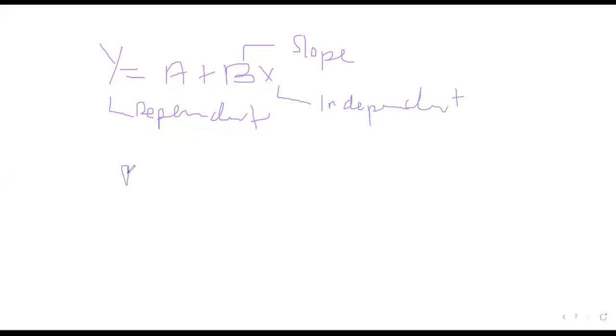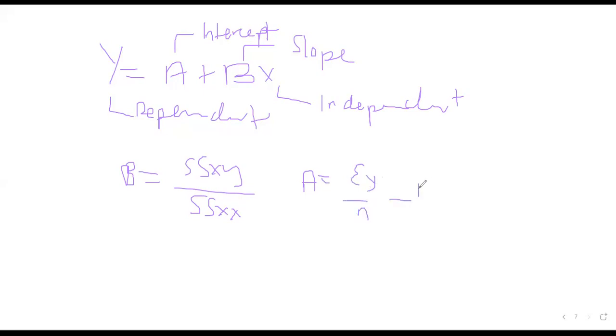To find the value of B, which is the slope, we simply find the variation in XY over the variation in XX. In the formula for the slope, A is the intercept. An intercept is simply the cutting point. This is given by summation of Y over N minus B times summation of X over N. This is a prediction equation, which is used to predict what Y can be once we input X.